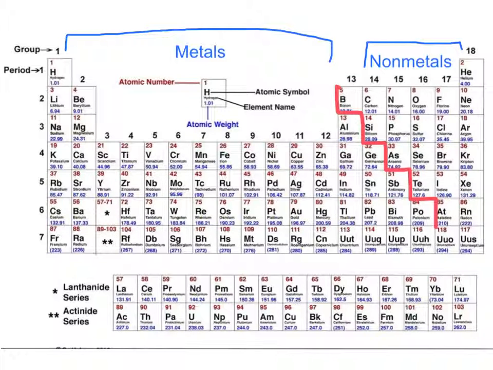So if we can look at our table and see that all of these elements are metals and these elements over here are nonmetals, and you understand that, then by having a periodic table in front of you and the chemical compound in front of you, you should be able to look at the chemical compound and determine whether or not it is ionic, covalent, or metallic.